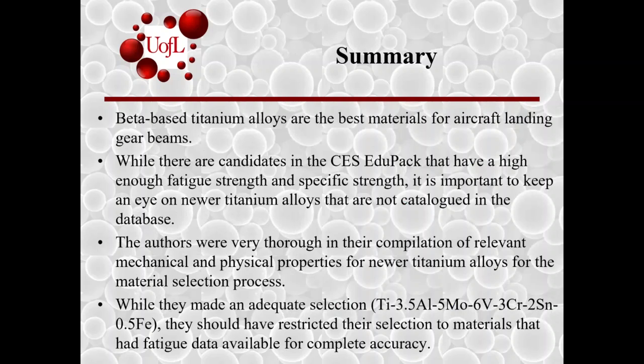So in summary, beta-based titanium alloys are the best materials for aircraft landing gear beams. Those are beta, near beta, and metastable beta alloys. And while there are candidates in the CES EduPack that have a high enough specific strength and fatigue strength to meet the requirements for a landing gear beam for aircraft, it's important to keep in mind that more recently developed titanium alloys have the potential to exceed even the best characteristics of the ones cataloged in the database.